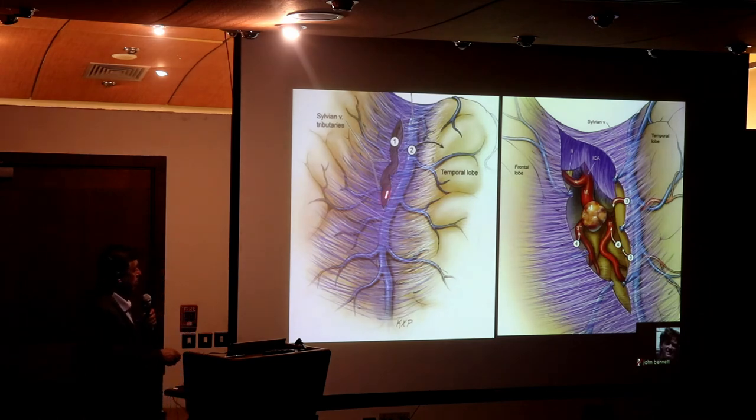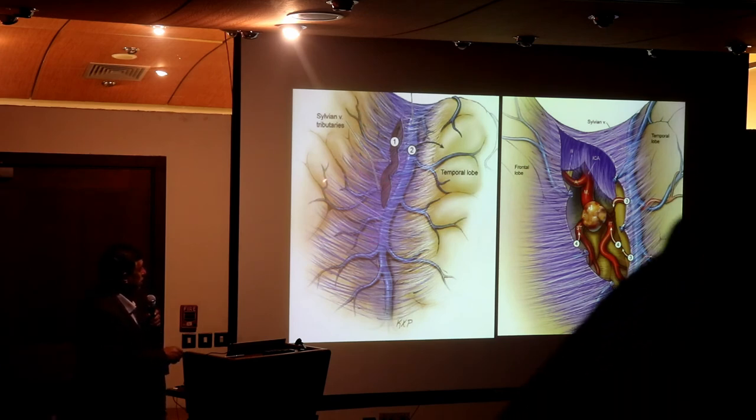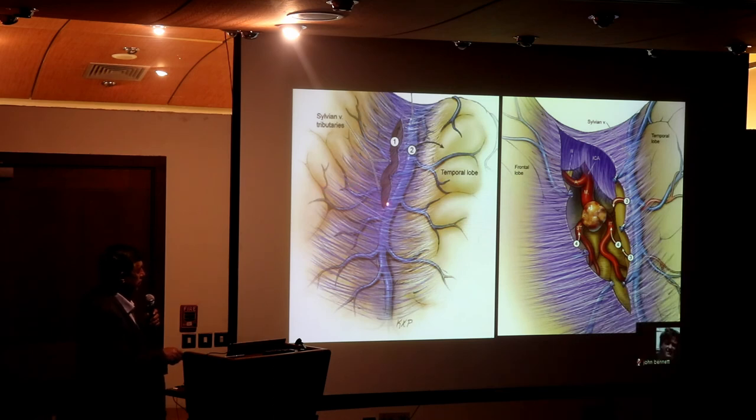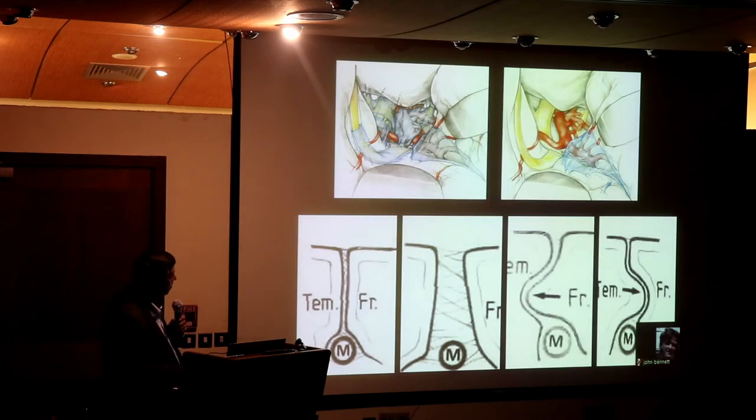In case of middle cerebral aneurysm, we have to open the Sylvian fissure, and this is for the neurosurgical residents and even neurosurgeons. You open the Sylvian fissure always on the frontal side of the Sylvian fissure, not on the temporal. The circulation there is less than in the temporal. And as you see here, you can reach the aneurysm.